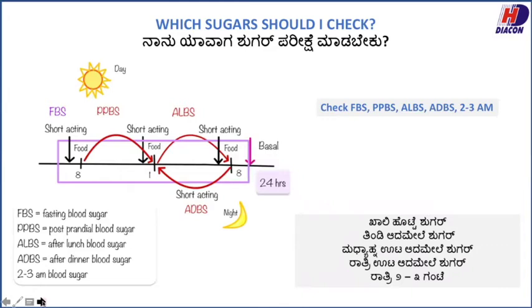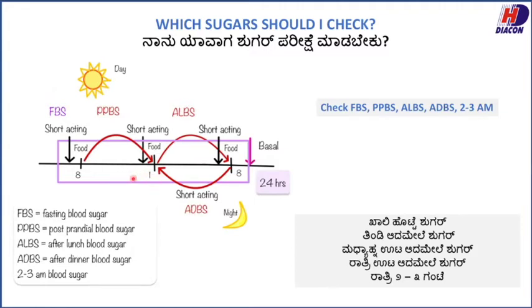So which sugars should we check in order to adjust our insulin dose? So we want you to check your fasting blood sugar, postprandial blood sugar, so 1.5 hours after breakfast, after lunch blood sugars, 1.5 hours after lunch, and after dinner blood sugars, 1.5 hours after dinner. In addition to that, we also want to make sure that there's no low sugar in the night. So we want you to check your sugars early in the morning.